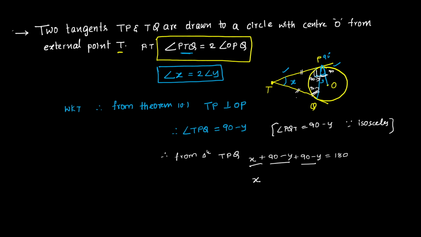So X plus 180 minus 2y is equal to 180. So 180 gets cancelled. X is equal to 2y. That's it. That's what we have to prove. So therefore angle PTQ is equal to 2 times angle OPQ. That's it. Very simple.